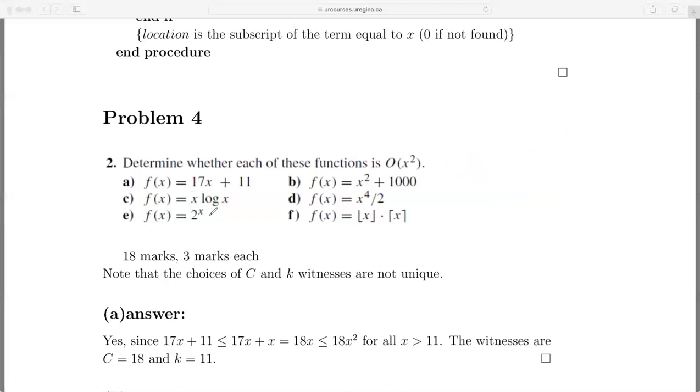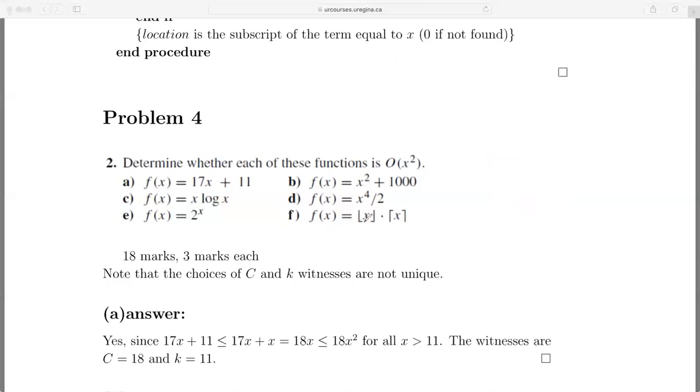The next one, f of x equals 2 to the power x. You can easily say no, it's not big O of x squared, because if we satisfy this equation, 2 to the power x would be less than or equal to c times x squared. That means 2 to the power x over x squared would be bounded by some constant, but you cannot bound it in this way. So that means this is not true. So 2 to the power x is not big O of x squared.